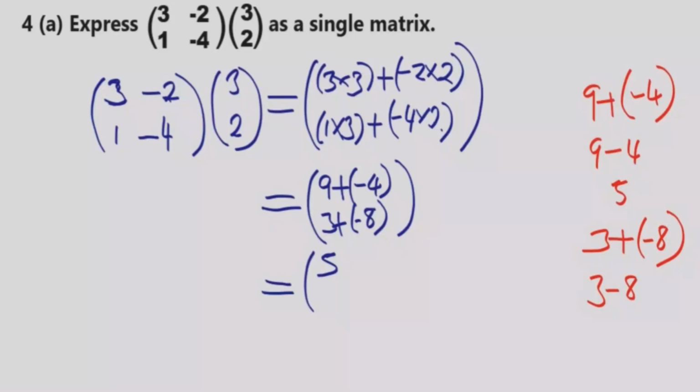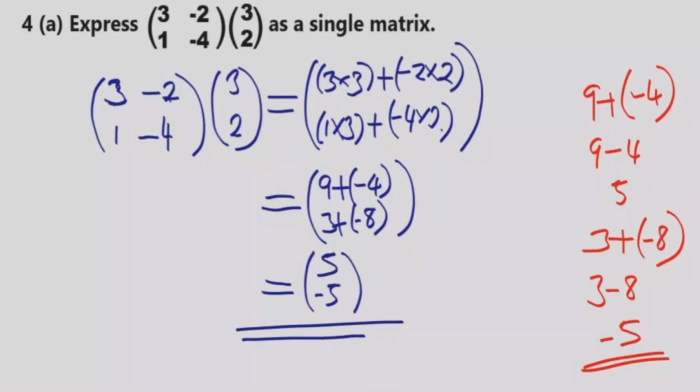Then which number is bigger between 3 and 8? We know that 8 is bigger in terms of quantity. So that means we know our answer will be negative. Then we find the difference of 8 and 3, which is 5. So that is -5. So we write -5 here, and this is the matrix. We have expressed those two matrices into a single matrix, which is (5; -5).